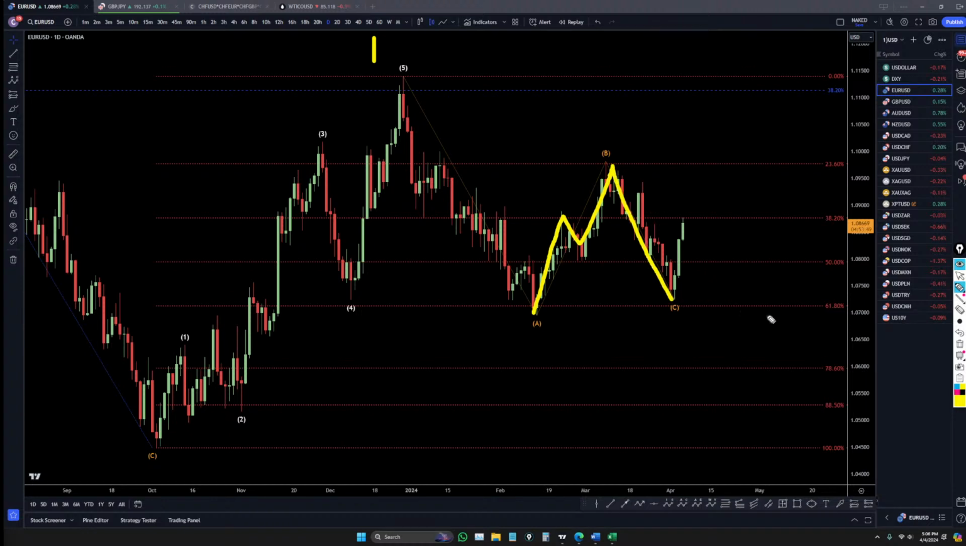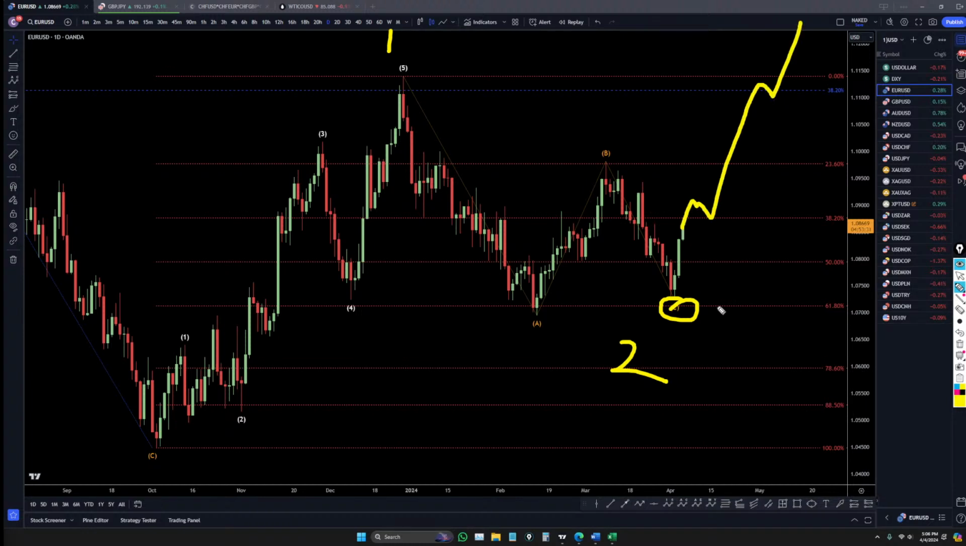Now the waves, we have a very, very impulsive move up right here. We definitely got a break of structure, very impulsive. I think it's pretty well confirmed: end of a correction, end of a wave C, end of a wave two, most likely. If this is the end of a wave two, then most likely this is the beginning of a big, big, big uptrend.